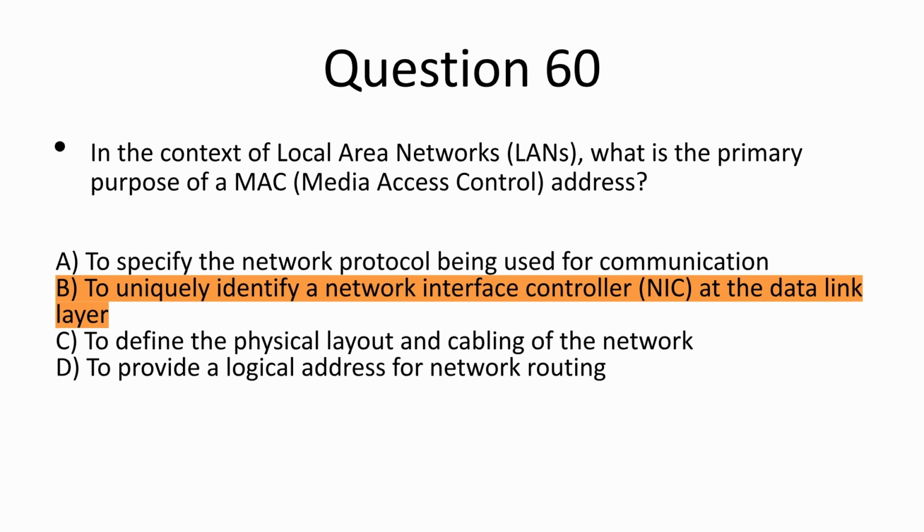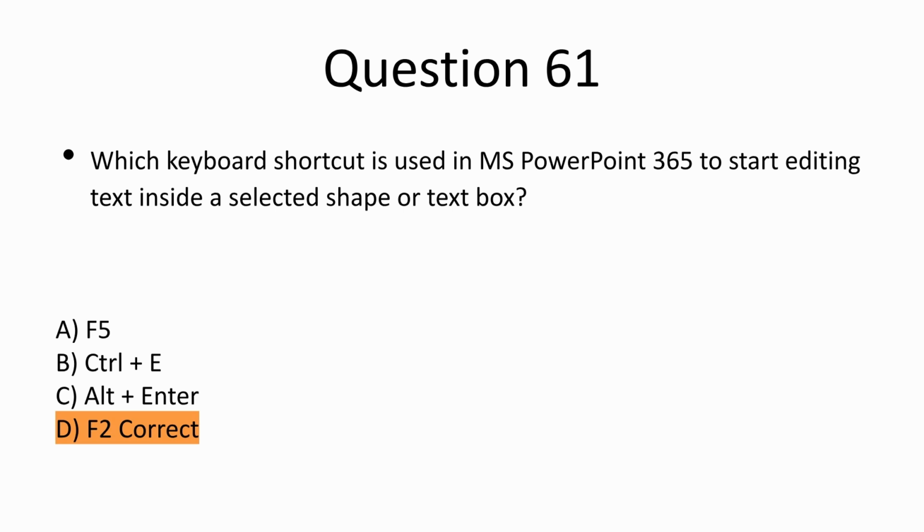Question 60 asks about the primary purpose of a MAC address in the context of local area networks. The correct option is B. To uniquely identify a network interface controller at the data link layer. Question 61. Which keyboard shortcut is used in MS PowerPoint 365 to start editing text inside a selected shape or text box? The answer is D, F2.